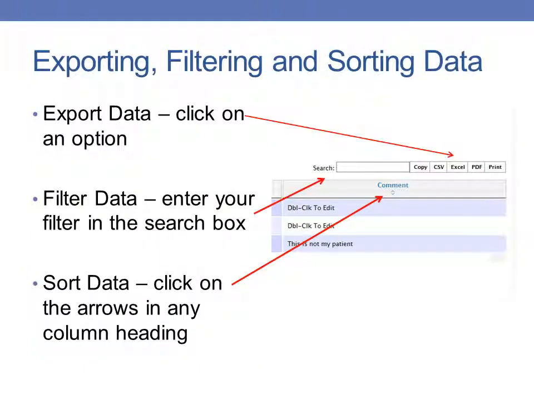Should you prefer to work on paper or to have your information in another format, you have the option of exporting the data by clicking on any of the export options in the upper right hand side of the work list sheet. You also have the option to filter data in your work list by entering a term in the search box. Finally, it's possible to sort the data by clicking on the arrows in the heading of any column. Click once to sort from A to Z, click a second time to sort from Z to A.